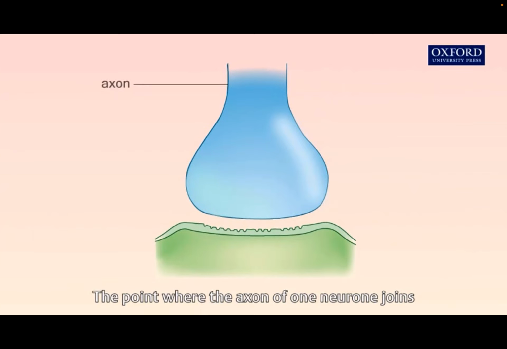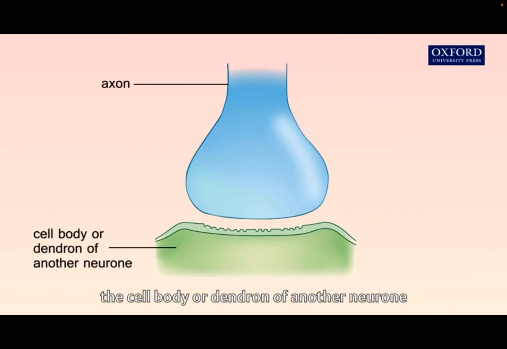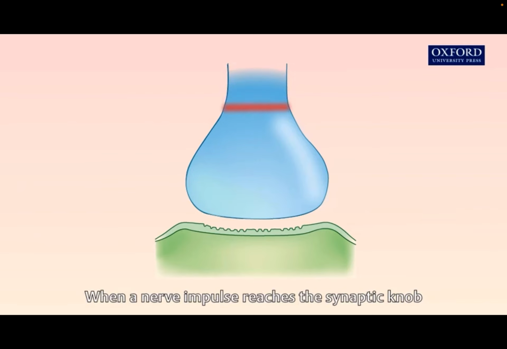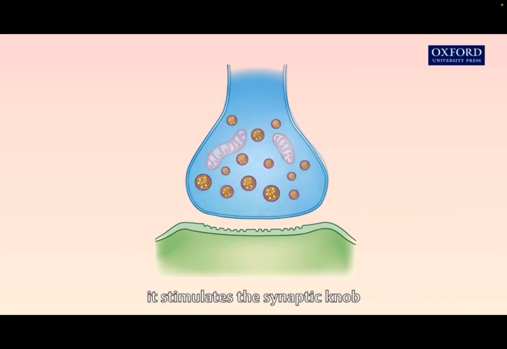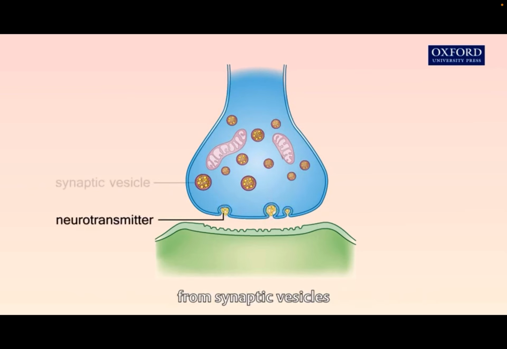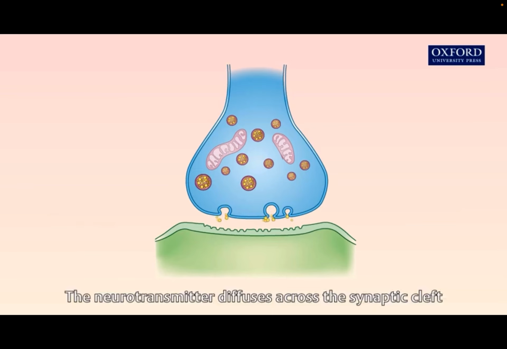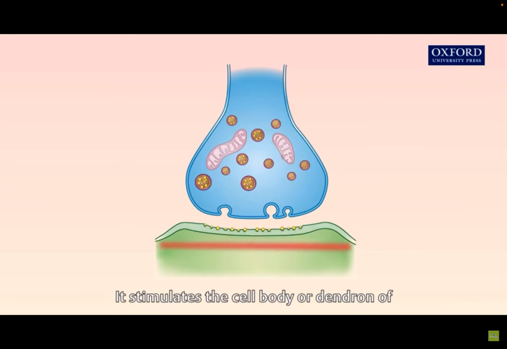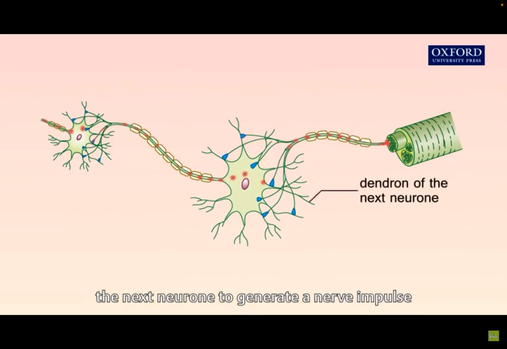The point where the axon of one neuron joins the cell body or dendron of another neuron is called a synapse. The ending of the axon is called a synaptic knob. When a nerve impulse reaches the synaptic knob, it stimulates the synaptic knob to release a chemical called neurotransmitter from synaptic vesicles. The neurotransmitter diffuses across the synaptic cleft. It stimulates the cell body or dendron of the next neuron to generate a nerve impulse to continue with the transmission.